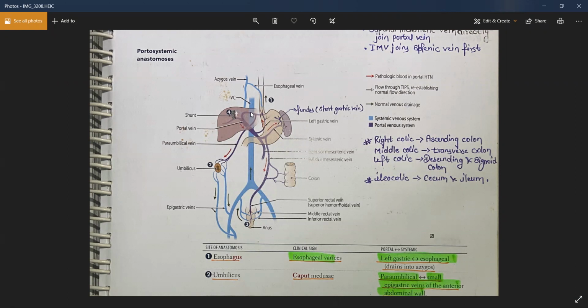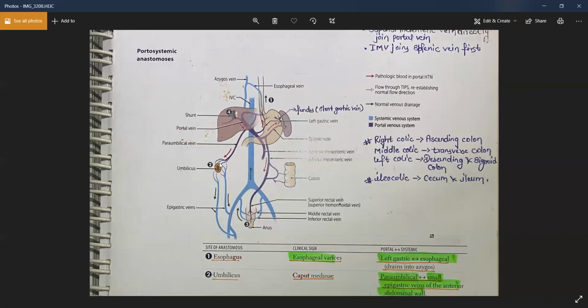All of the blood, because it cannot be drained by the hepatic veins, is now being drained by these vessels from the anastomotic regions, from the anal area, from the esophagus, from the umbilicus. So you will get hemorrhoids, anorectal varices, caput medusae, and esophageal varices along with hepatosplenomegaly. And this is for Budd-Chiari syndrome.